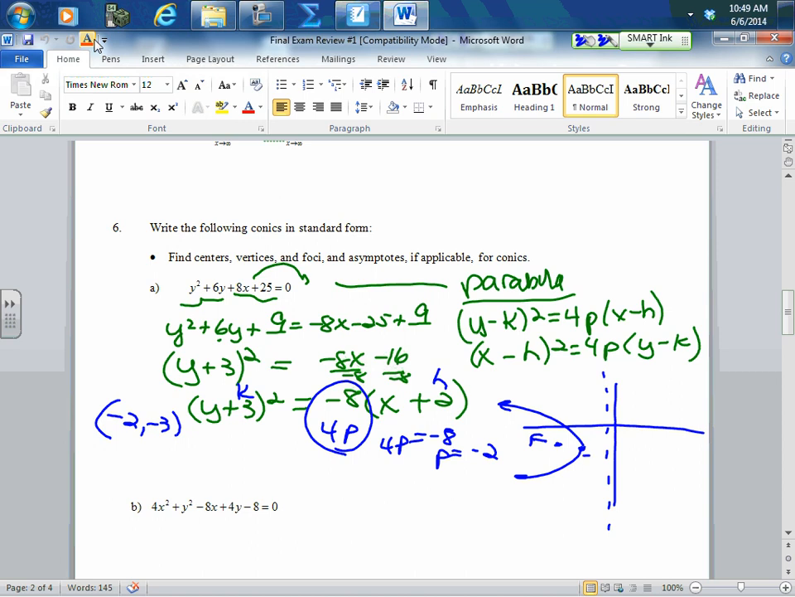So if this is your negative 2, negative 3, and your p is 2, use your graph to help you rather than your formulas. Come 2 over, so this becomes negative 4, negative 3, and go 2 to the right, which becomes 0, so this is your directrix line. Remember the directrix is a line outside of your parabola, the focus is a point inside of your parabola.